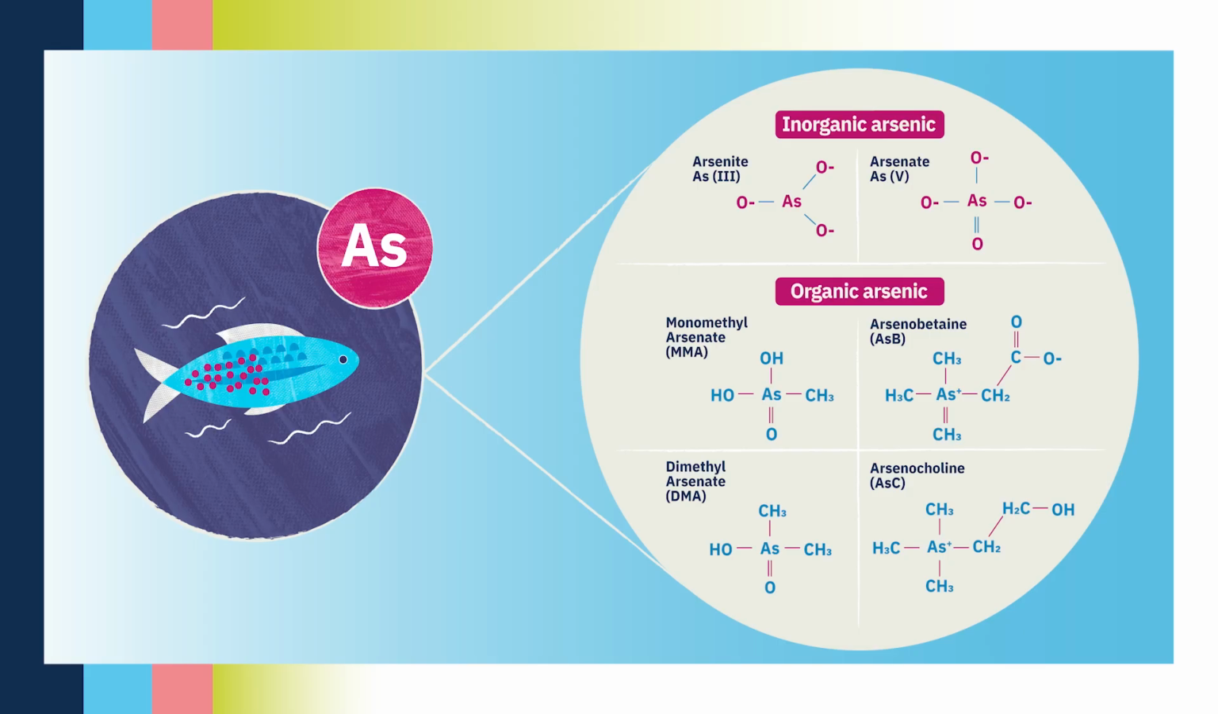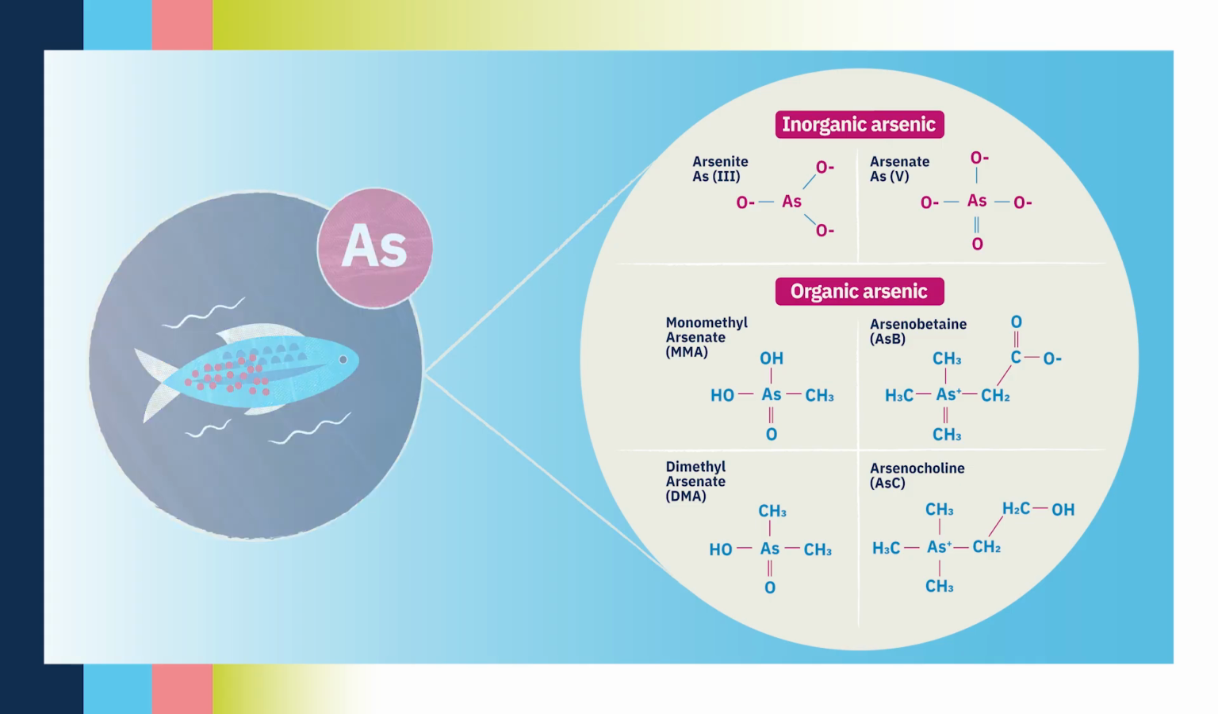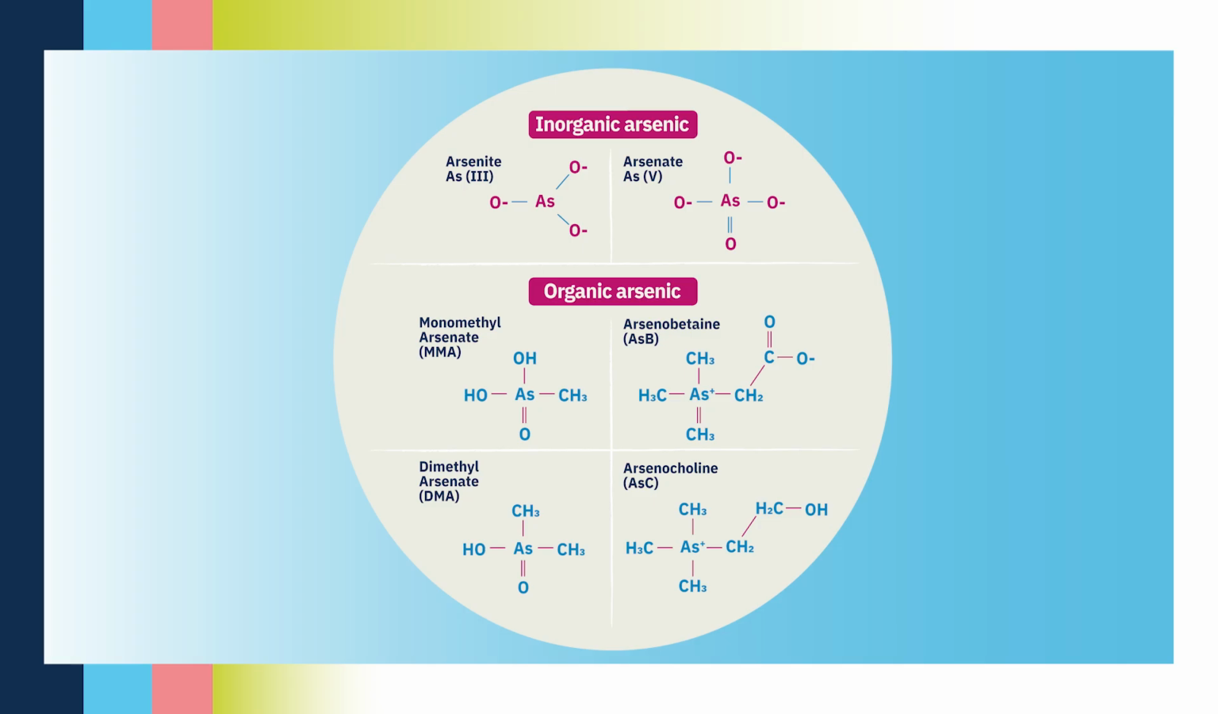For example, arsenic exists in different forms depending on its source and chemical structure. And there are more than 20 arsenic compounds identified in nature and biological systems. Some of these, such as inorganic arsenic, arsenite, and arsenate, are highly toxic and classified as human carcinogens. On the other hand, organic forms such as arsenobetaine, typically found in marine organisms, are relatively non-toxic.